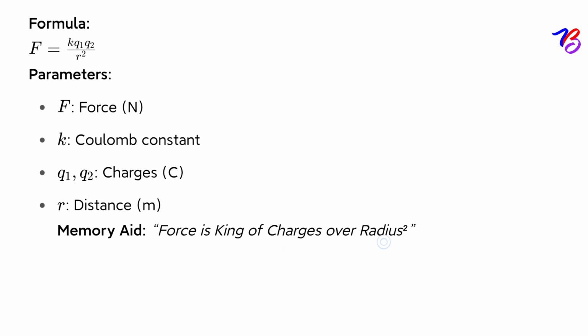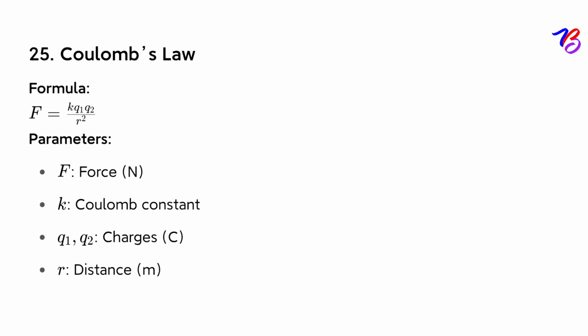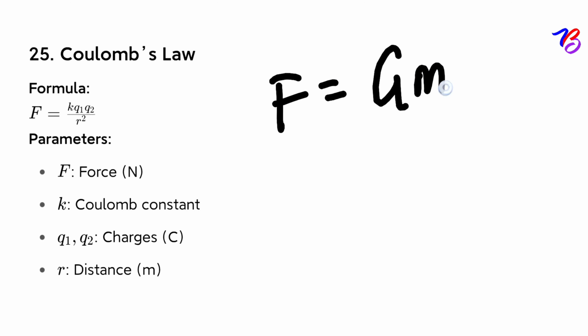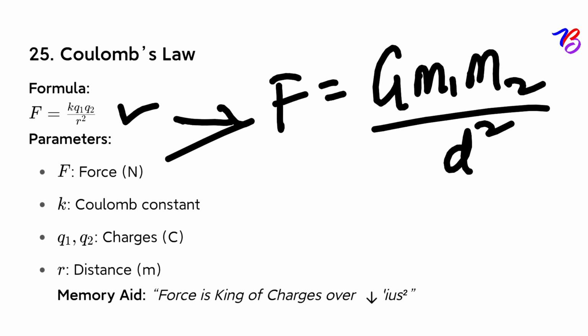Force is k-q-q over r squared. Please don't forget this. With this particular formula, if you understand, you will see that it is also related to F is equal to G m1 m2 over what? D squared. You can also use this particular formula to memorize this one. Force is k-q-q over r squared.